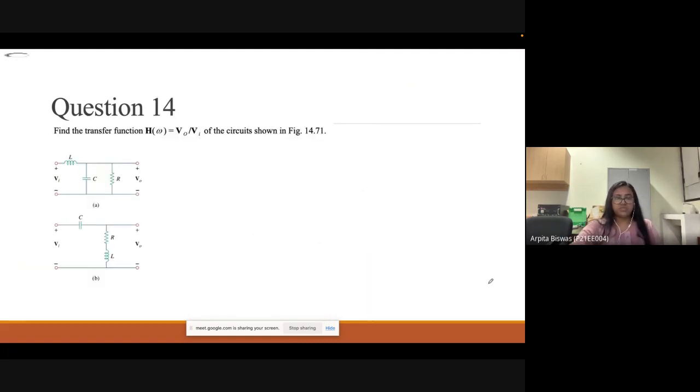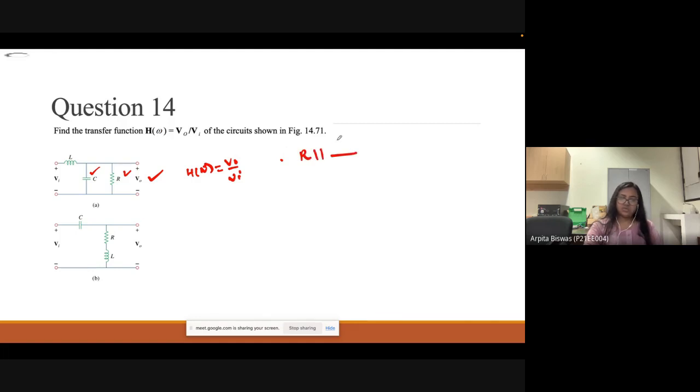So the next question 14 is find out the transfer function H omega equal to V output by V input of the circuit shown in the figure. So in the first figure, how we will find out the H omega, which is V output by V input. So here the R is parallel with this capacitor. So what is the equivalent impedance here? From this side, R parallel with the capacitor.